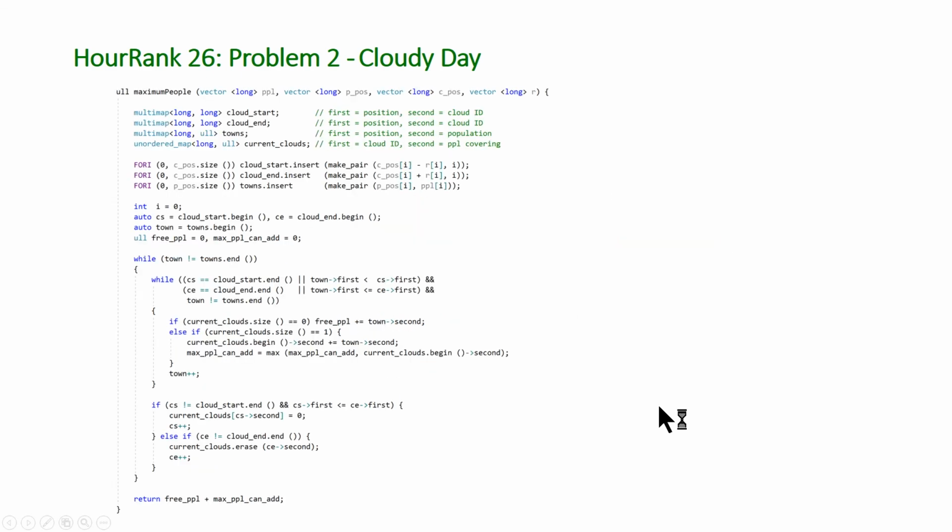The complexity of this problem is linear for the second half, but n log n for the first half, because the insertions are log n and we are doing n of those insertions. So the complexity of this is going to be n log n in the size of our towns vector, which can be up to 2 times 10 to the 5th.